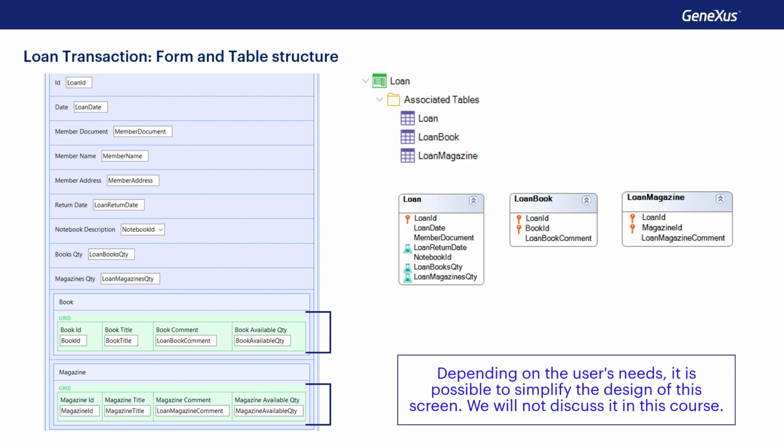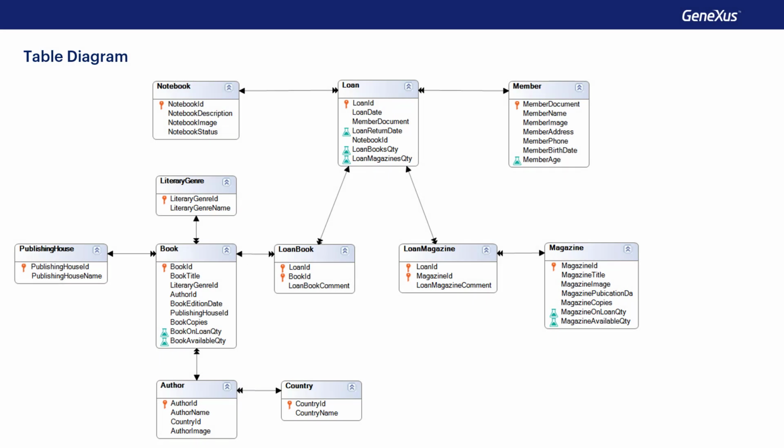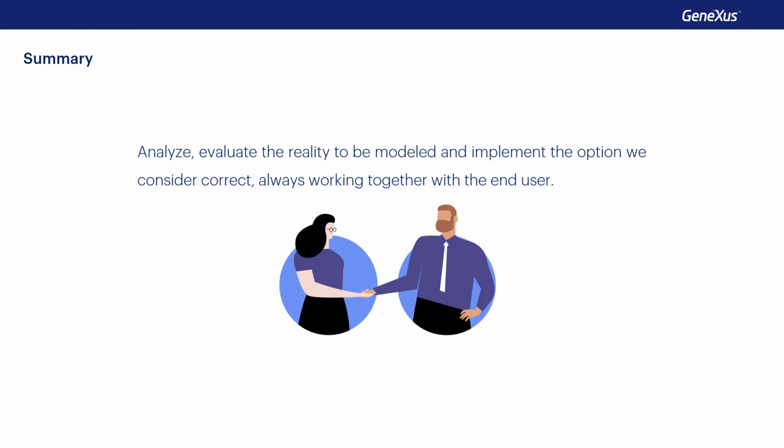This may be cumbersome for the end user, who may request to simplify the design and manage the information in different, simpler screens. For the current design, Genexus has created the following tables. We should remember that we must always analyze, evaluate the reality to be modeled, and implement the option we consider correct. And for this, it's essential to always work together with the end user who will guide us in selecting the design. Let's not forget that the application must be a support tool for end users to better manage and develop their business.